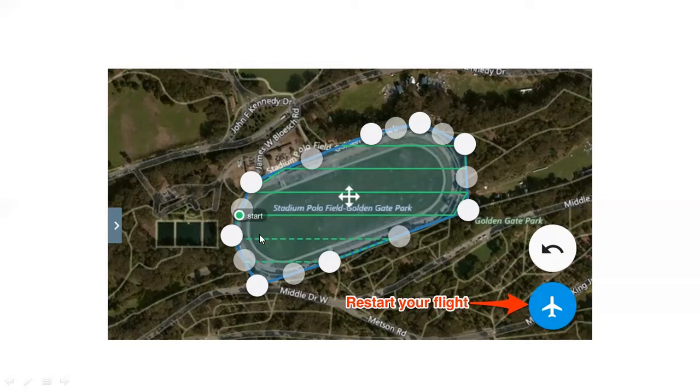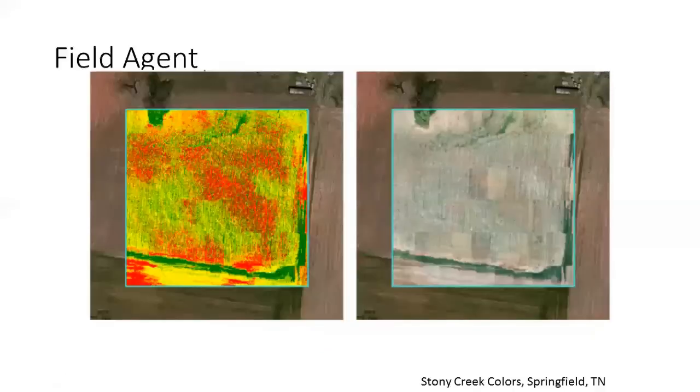So the dotted line indicates the area that's already been captured with pictures, and then the solid green line is all the flight plan that still needs to be completed. But like I said, it picks up basically where it left off.